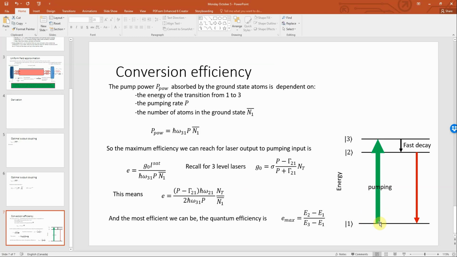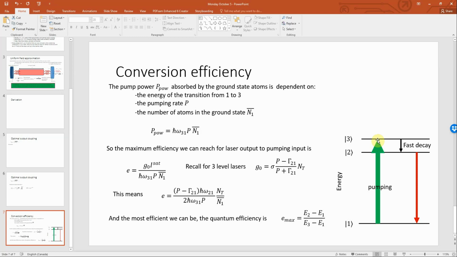So if we make some further approximations, the most efficient we can possibly be for a 3-level laser is going to be E2 to E1, so that's the energy difference of these 2 states, divided by the energy difference of these 2 states here, okay? That's the most efficient you can possibly be.